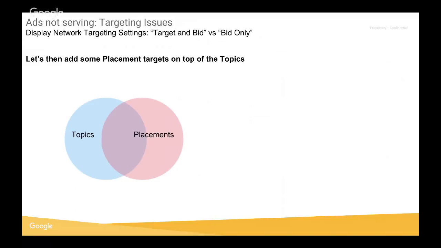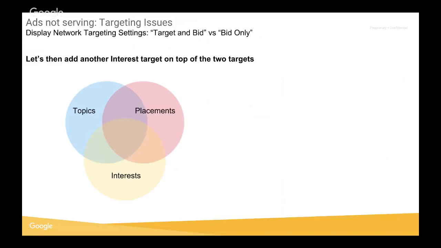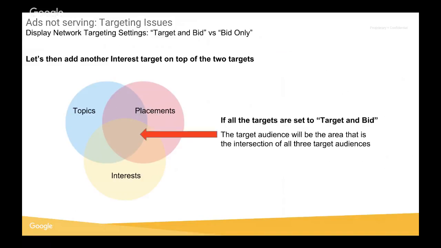So then these two became a combination. And on top of that, we add a third target, which is an interest target. So all these three combined would look like a Venn diagram like that. If you were to choose target and bid for all of them, this would mean that you're telling the system to target your ads to only the intersection of all these three combinations.